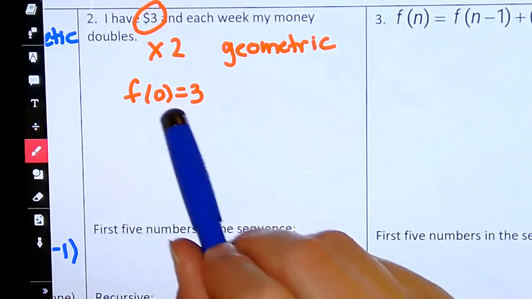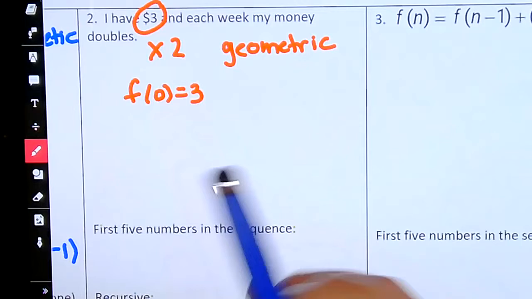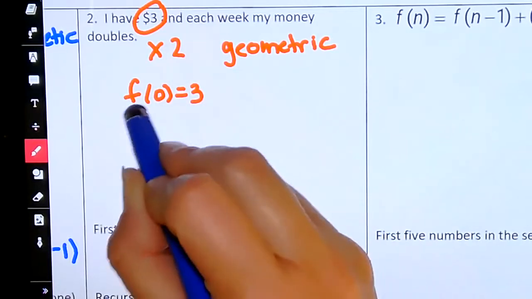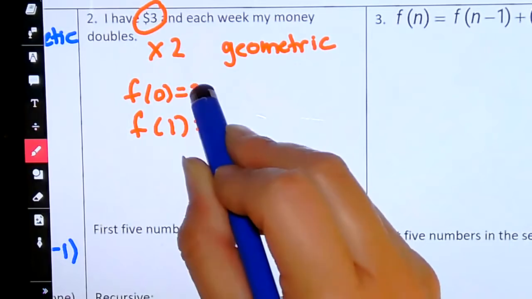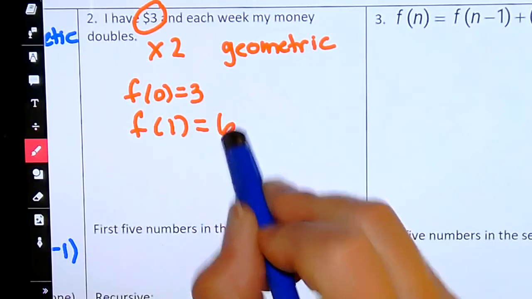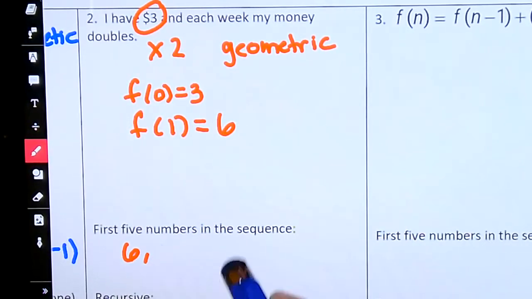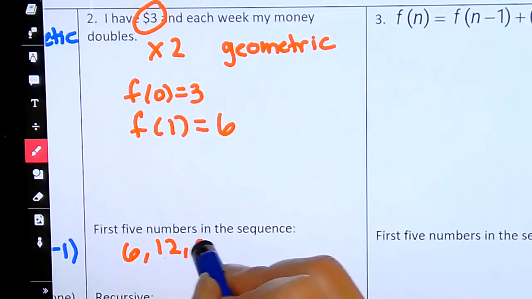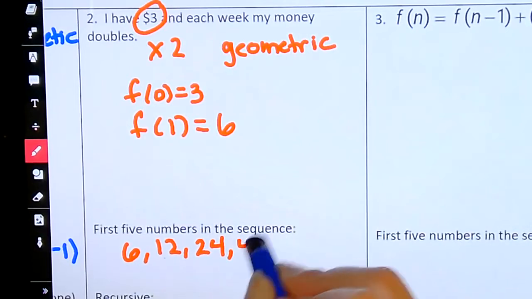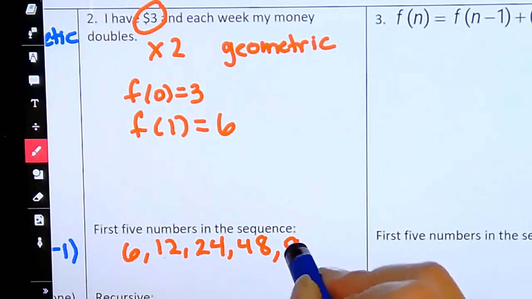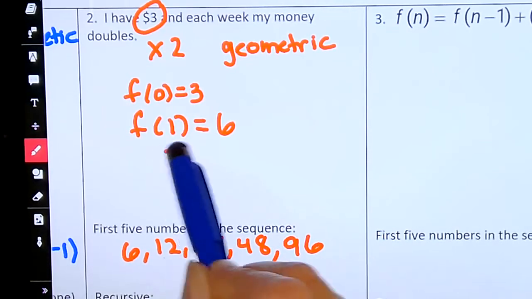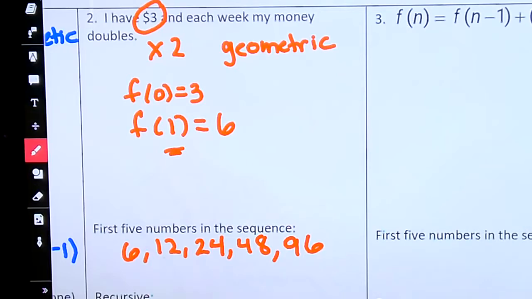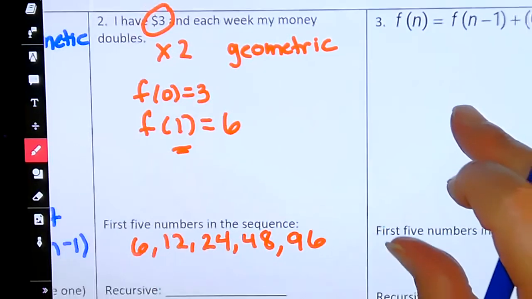This 3 is my 0, but it's not my 1. My 1 is going to be multiplied by 2, so that's going to be 6. Then I'm going to double that: 12, 24, 48, and 96. When they say first 5 terms of the sequence, they're talking about the first term, which is your 1, not your 0. Recursive.